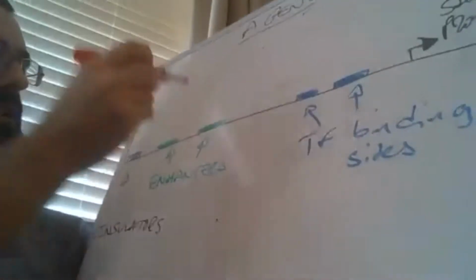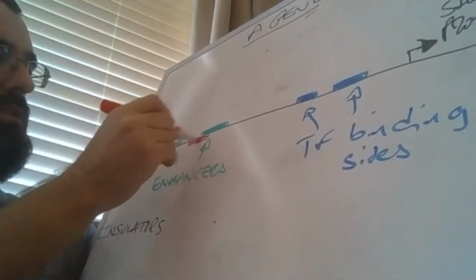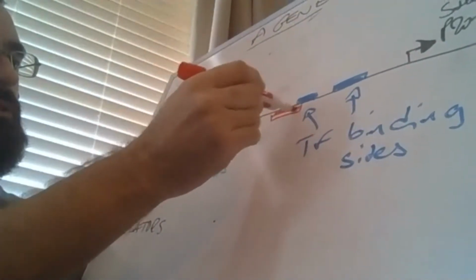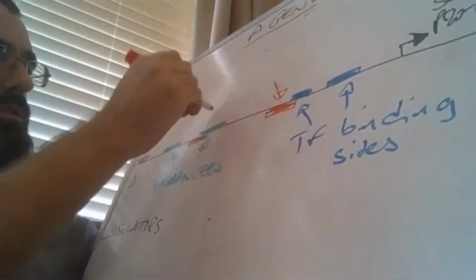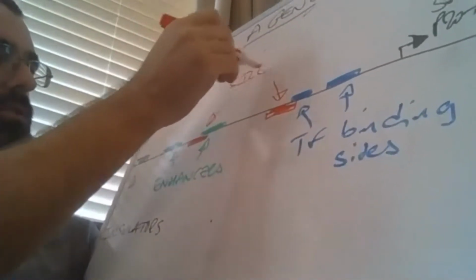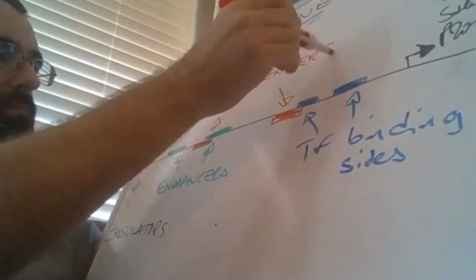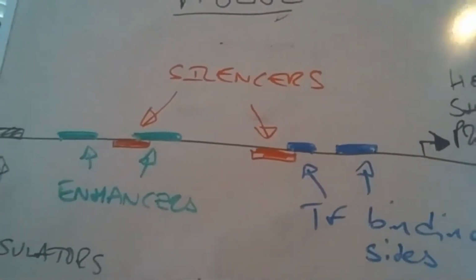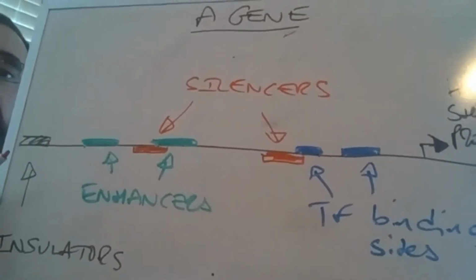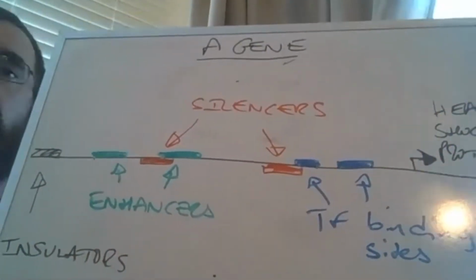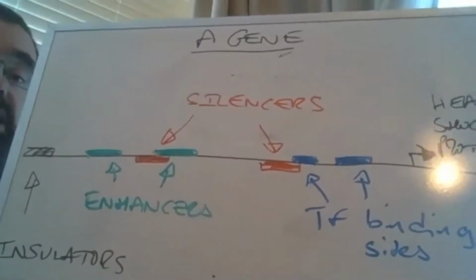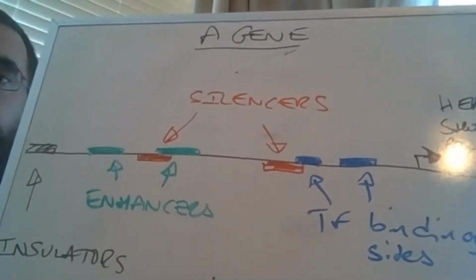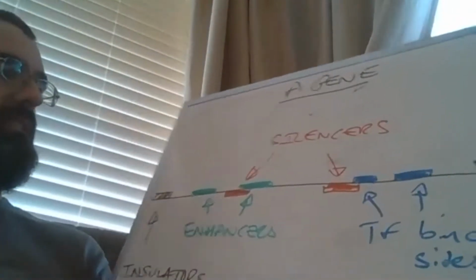And you may also have silencers, right? Each combination of all of these is going to be largely unique for each gene. So, for example, let's take a picture of this, and I'll post these up afterwards.